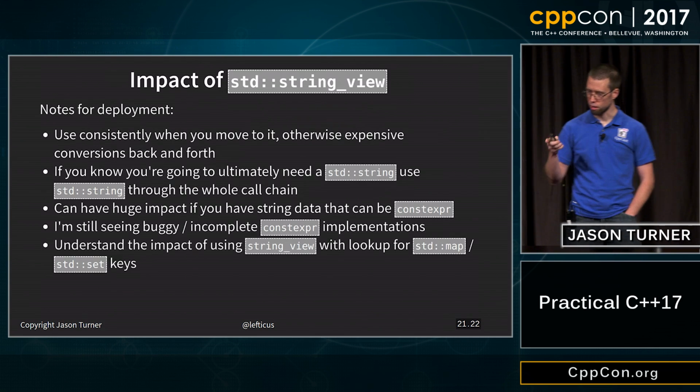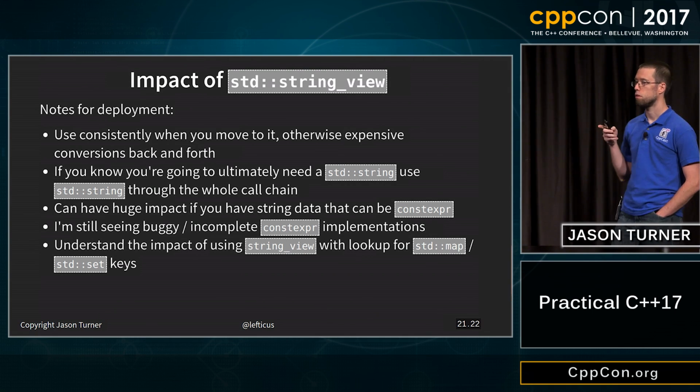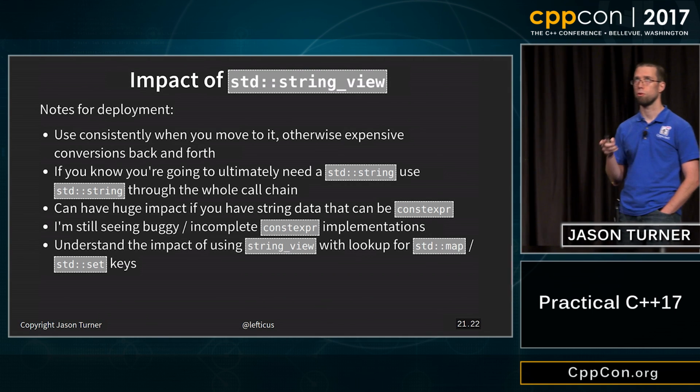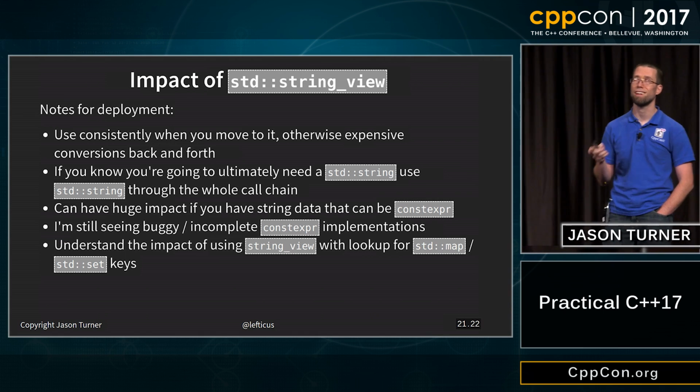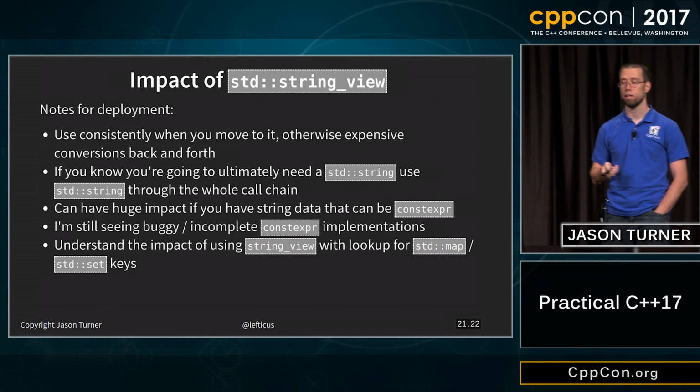So this is basically everything that we just talked about, although I would like to point out that GCC 7.2 still has a bug with creating a string view in a constexpr context, but that has been fixed on trunk.